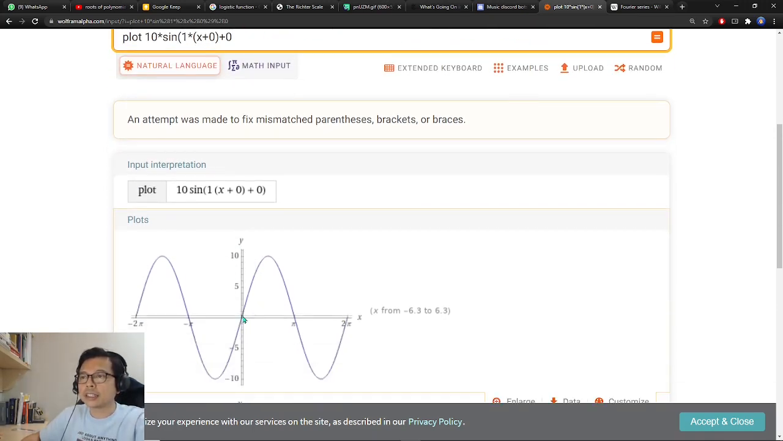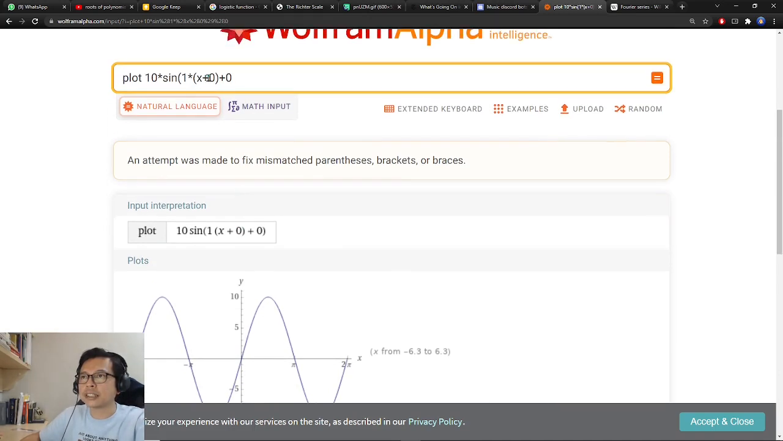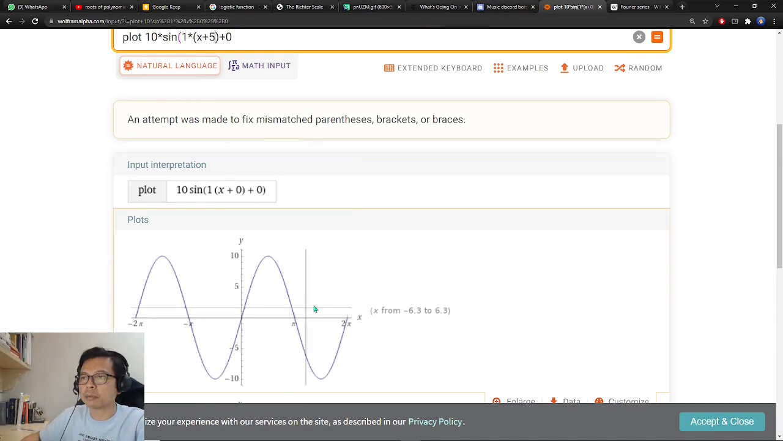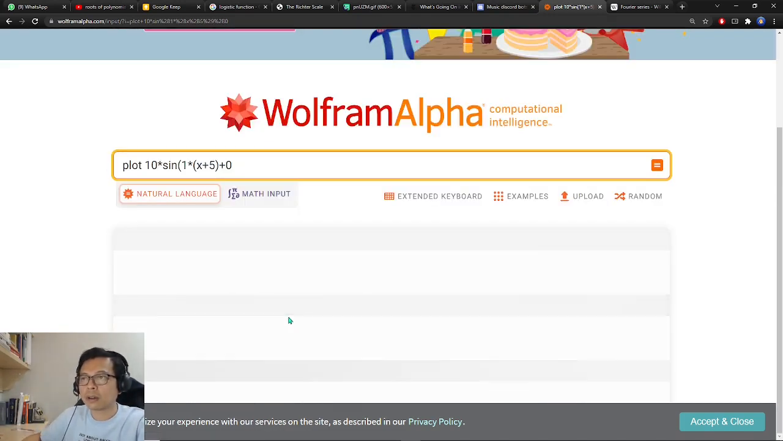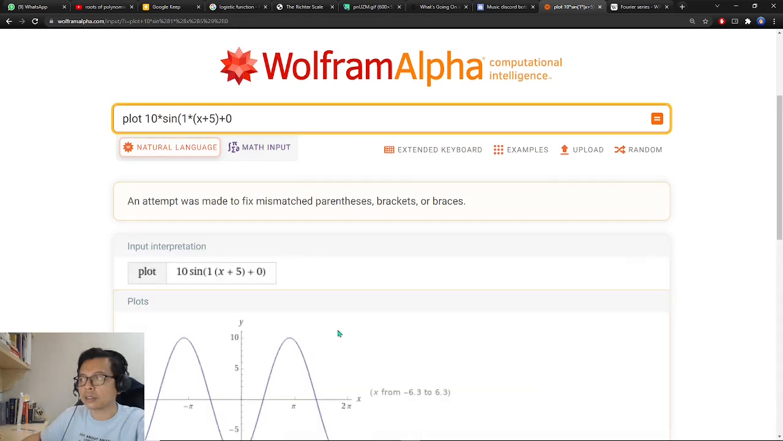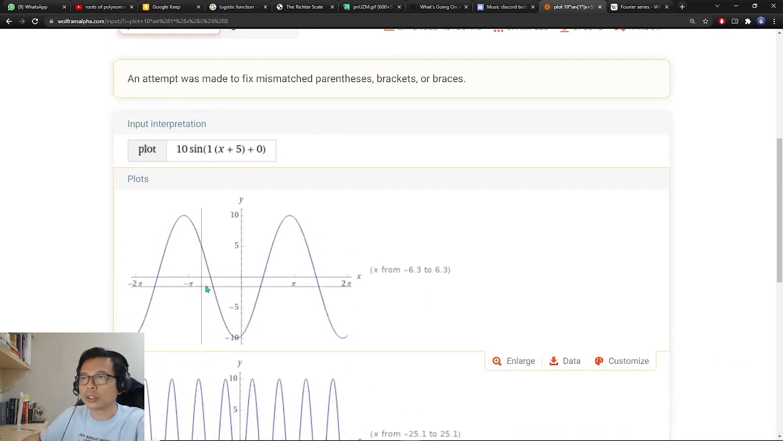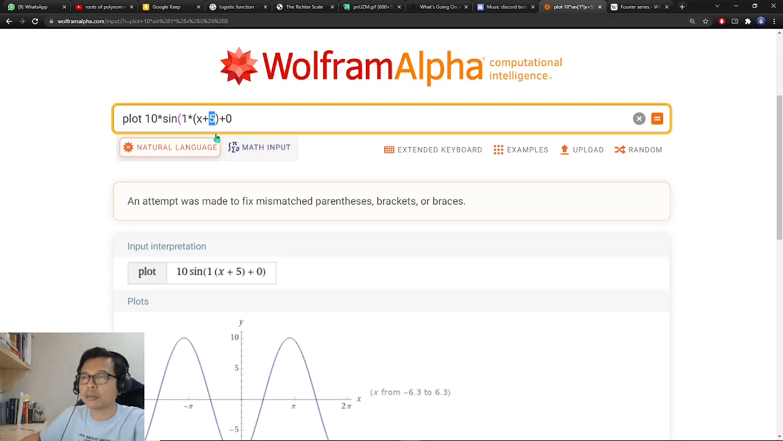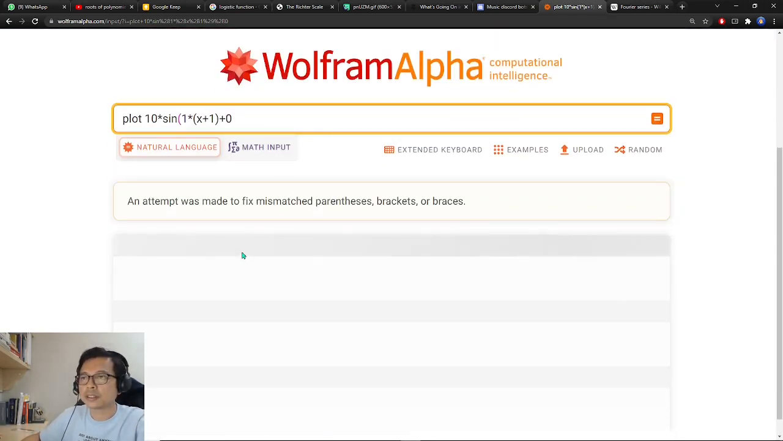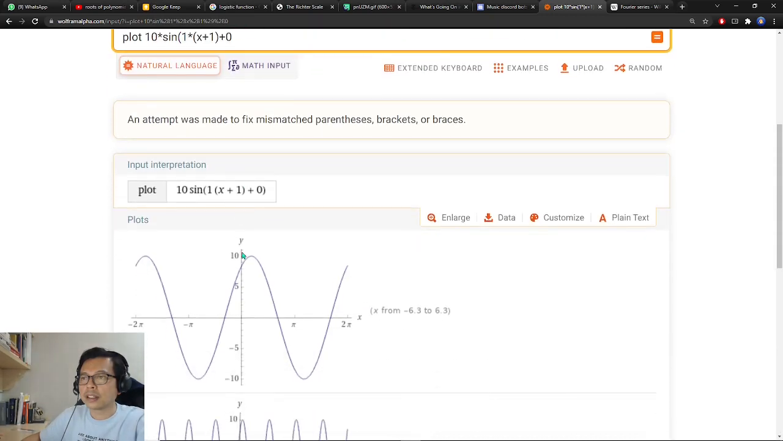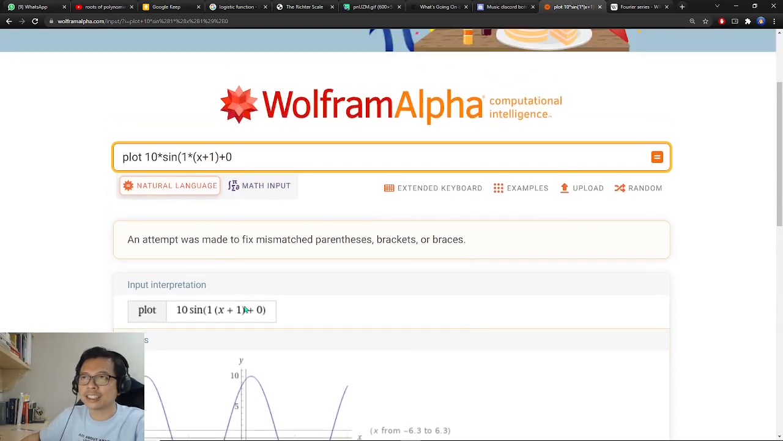Now, let's see what's going to happen if I put a shift here. Let's put a random number, 5, and see what happens to the plot. Oh, it's too much. You cannot see it. Let me just put 1. I'm going to put a +1 shift here. You can see it's shifting a bit to the left.